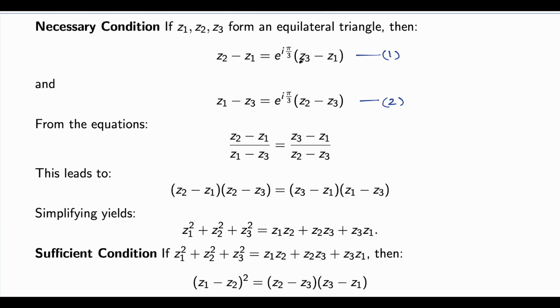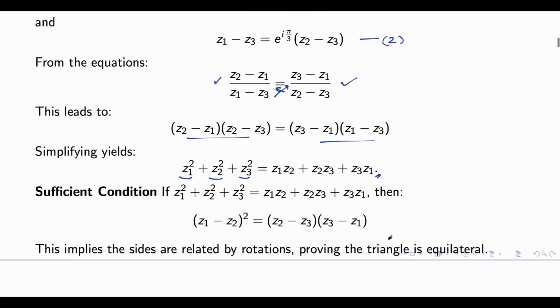So if we divide equation number 1 by equation number 2, then e power i pi by 3 is common, so it will be cancelled out. And now after solving this using cross multiplication, we are going to get these two factors, and after simplifying, which yields the desired result, right?